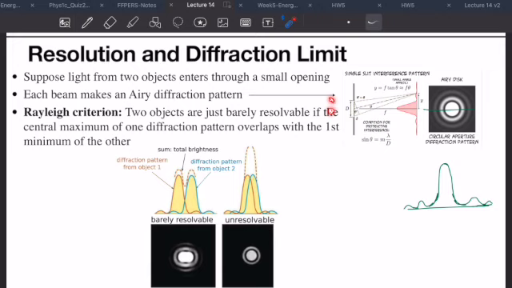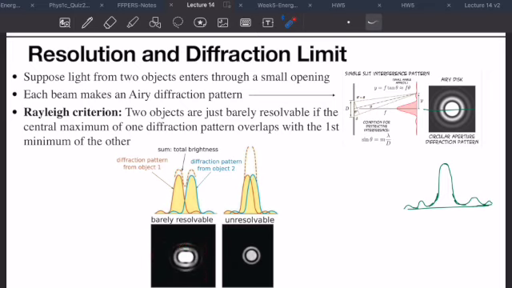Now, if you have two of these patterns forming due to two closely spaced objects, these patterns are going to overlap. So here's one Airy pattern, here's a second Airy pattern. We say that the objects are just barely resolvable when the first minimum overlaps with the central maximum of the other object, and similarly when this first minimum down here overlaps with the central maximum. This is our barely resolvable limit.